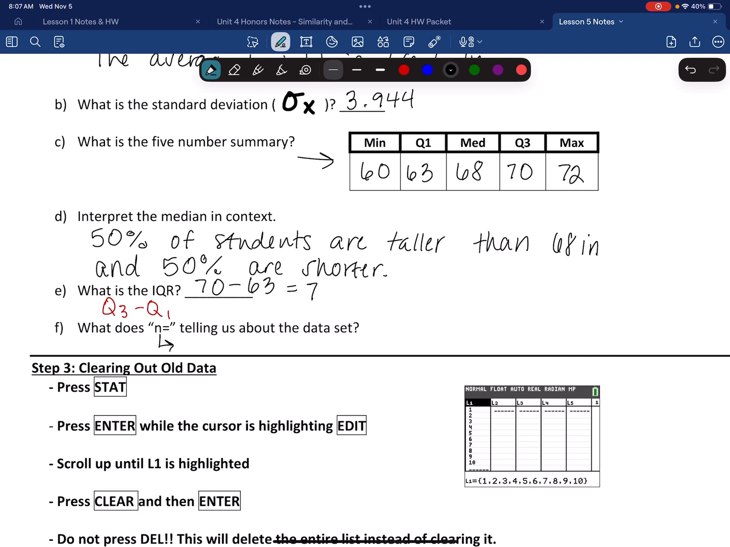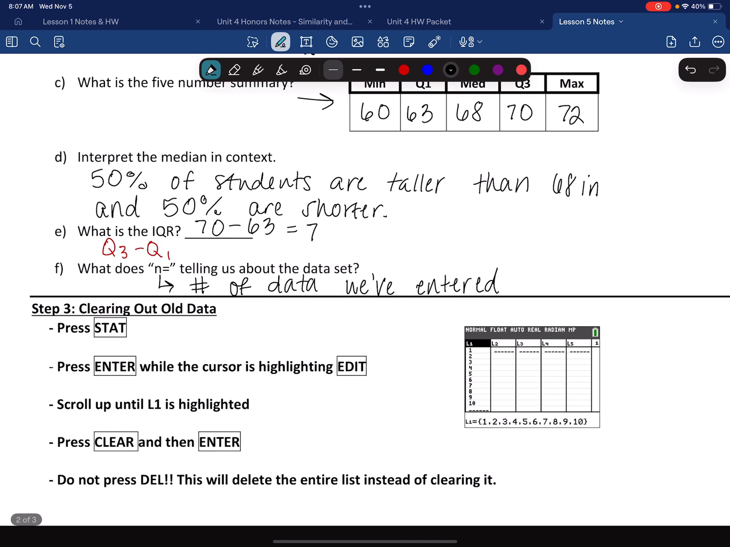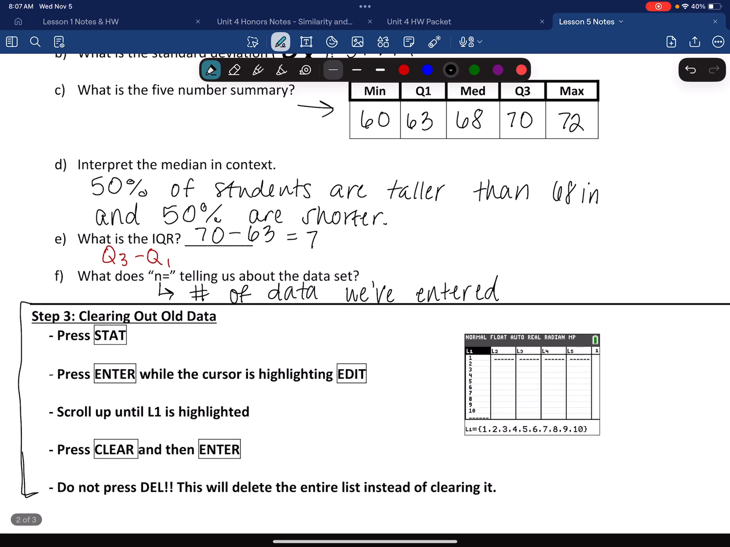And then the n, that's one of the first things on our list on your calculator, tells us the number of data values we've entered. So how many numbers we have entered in our calculator. Okay, this bottom step down here is how to clear your data. Very important, we do not want to use the delete key next to the left arrow. You only want to use clear, not delete. Okay, I'd like you guys to finish the rest of this packet and we'll go over it together.